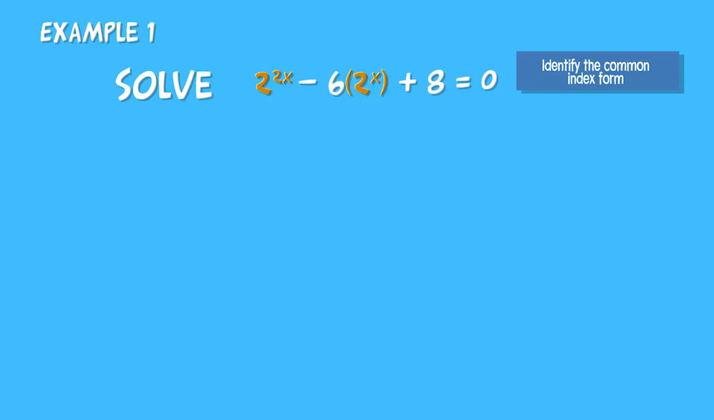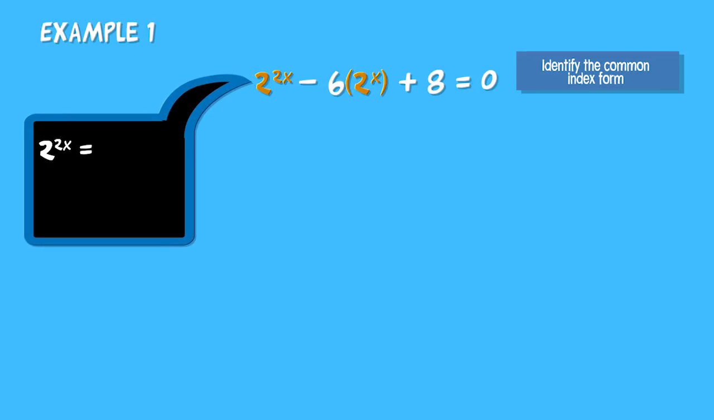Note that the index forms have a common base, 2, but the indices are different. What can we do? Well, let's try expressing 2 to the power of 2x in another form to help us identify the common index form. We can express 2 to the power of 2x as a product of index forms, which is 2 to the power of x times 2 to the power of x.